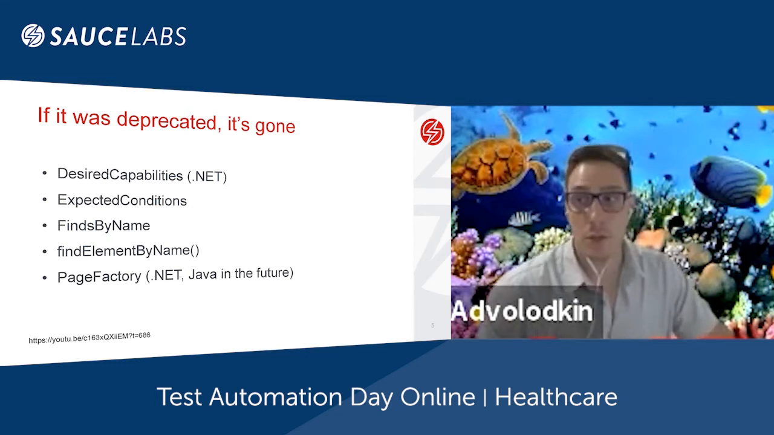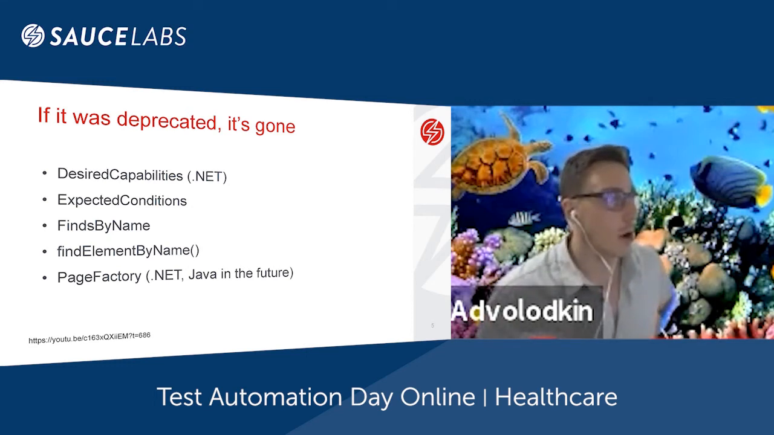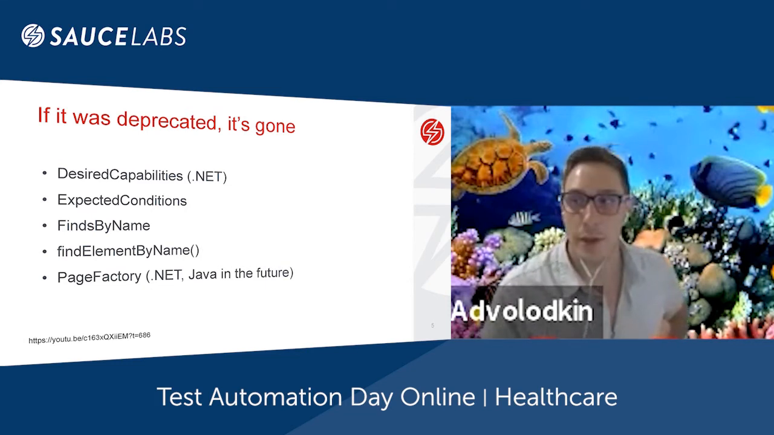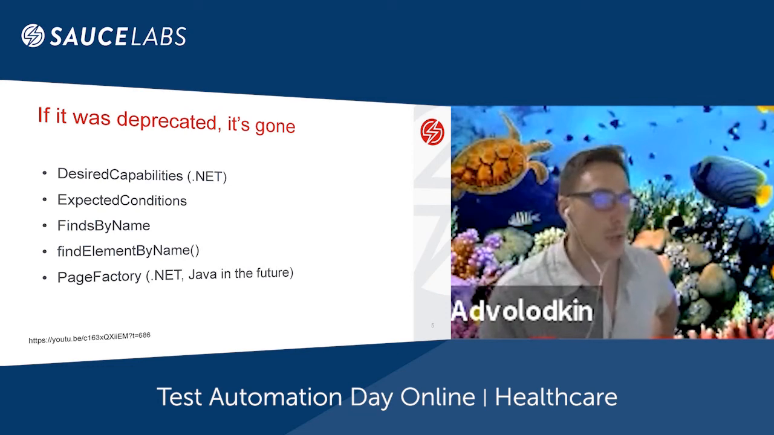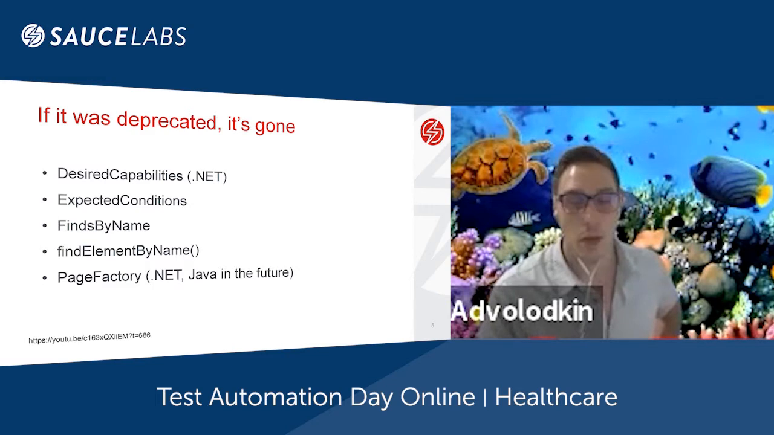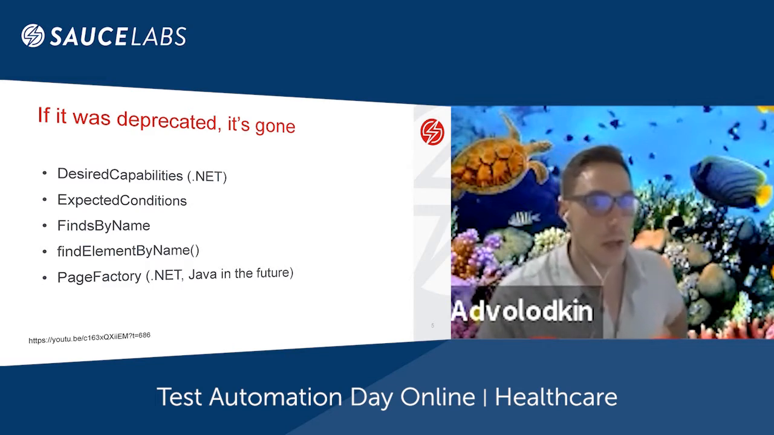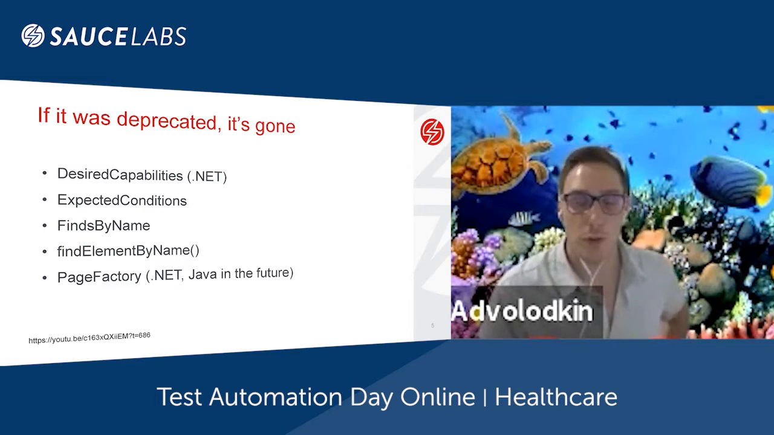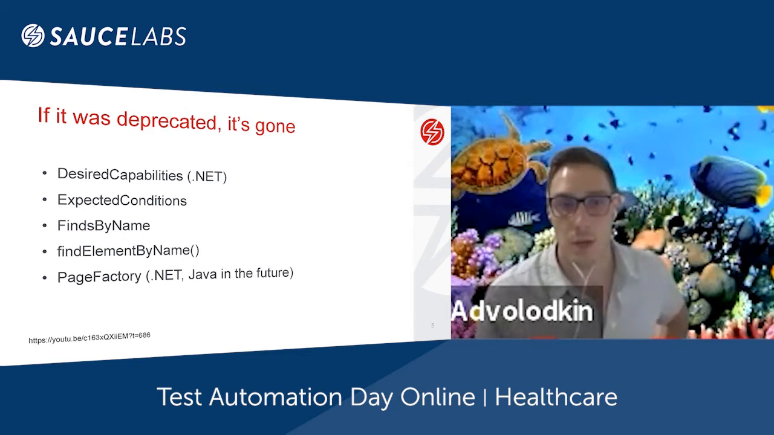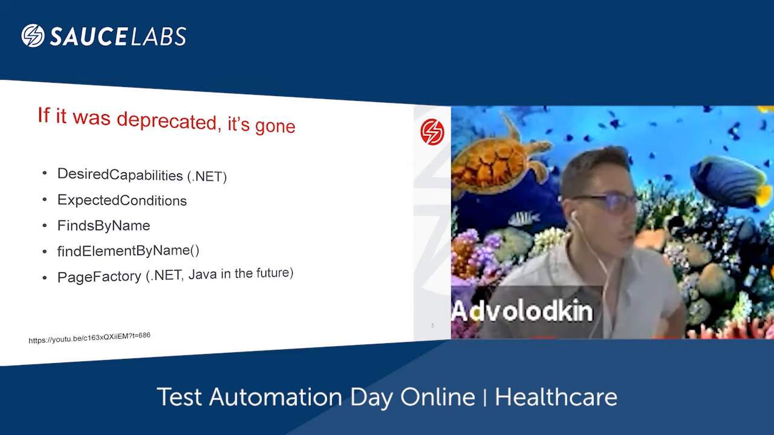So expected conditions as well are deprecated in .NET at least. Java is always a little bit more backwards looking, so they're slower to adopt the changes that I think the other language bindings do adopt, but at least in .NET, for example, expected conditions are gone, but that doesn't mean that they are not usable anymore. All it simply means is that they won't be in Selenium.WebDriver NuGet package. Instead, they'll be in a totally different NuGet package, which I'll show you guys about.